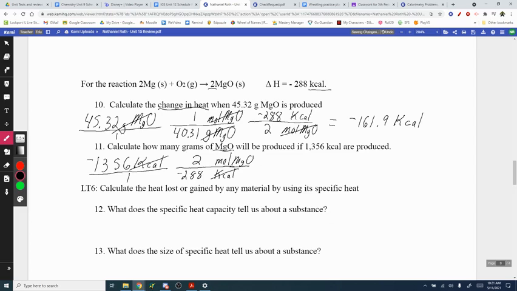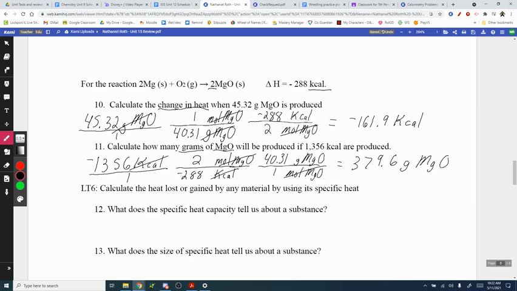That is not where we want to be. We want to be at grams. So we need another conversion factor. Moles MgO on bottom. Grams MgO on top. One next to moles. Molar mass next to grams. Moles cancel out. We're left with grams. That is where we want to be. So that gives us 379.6 grams of MgO. Okay.